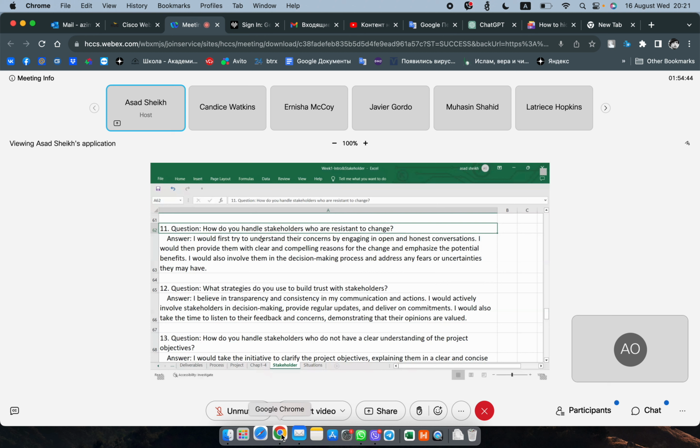I would try to understand their concern. Always understand, meet, impact analysis. Understand, meet, impact analysis. So that's what we do here. I would try to understand their concern by engaging in open and honest conversation, meeting, right? I would then provide them with clear and compelling reasons for the change and emphasize the potential benefits.